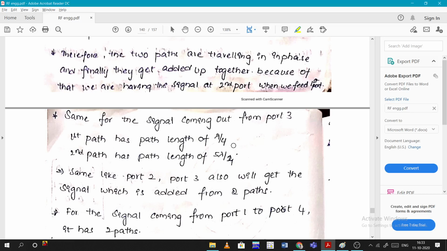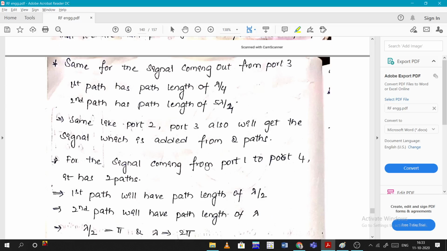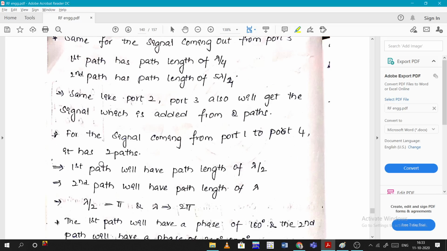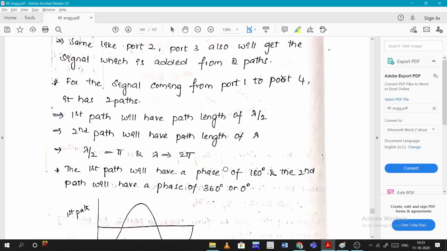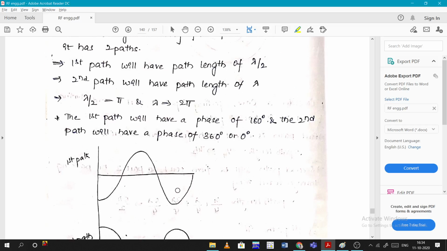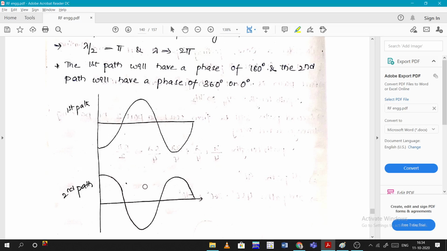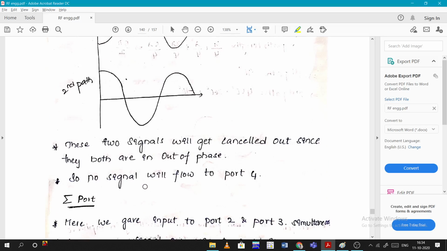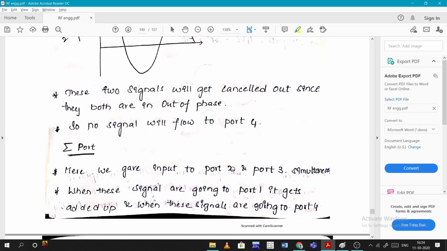Same like port 2, port 3 will also get the signals which are added up from port 2. For the signals coming from port 1 to port 4, there are two paths. The first path is lambda by 2, the second path is lambda. So lambda by 2 is equal to pi and lambda is equal to 2 pi. So basically the difference is pi, no? They will be in this fashion, 180 degrees out of phase. So these two signals get cancelled out, and no signal will flow to port 4.